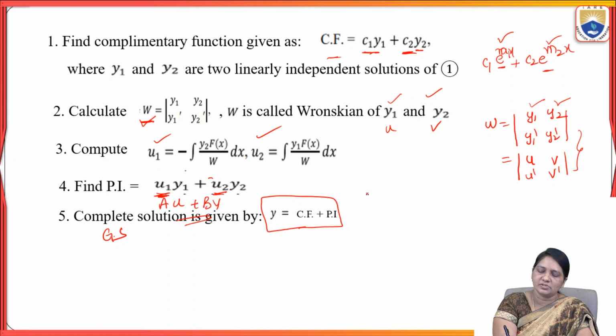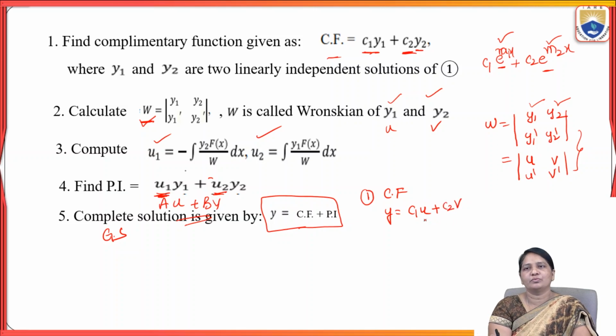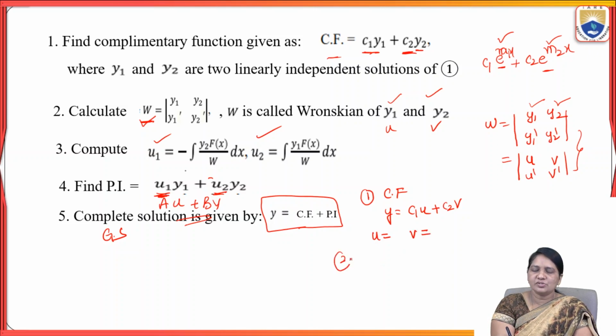I want to recall the steps for you. First, we have to calculate the complementary function. What is the complementary function? Complementary function y equals c1 into u, otherwise y1, plus c2 into v, otherwise y2. After calculating the complementary function, we know the u value and the v value. Now based on this u and v, we calculate the Wronskian value. What is the Wronskian value? u, v and u dash, v dash. After calculating the Wronskian value, we can calculate the arbitrary constants.